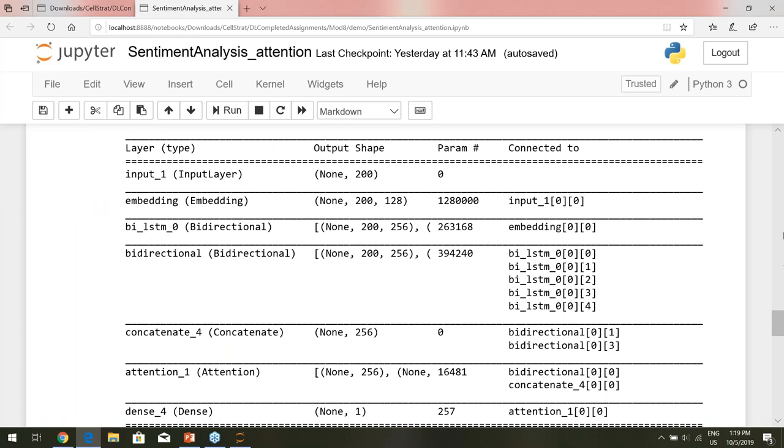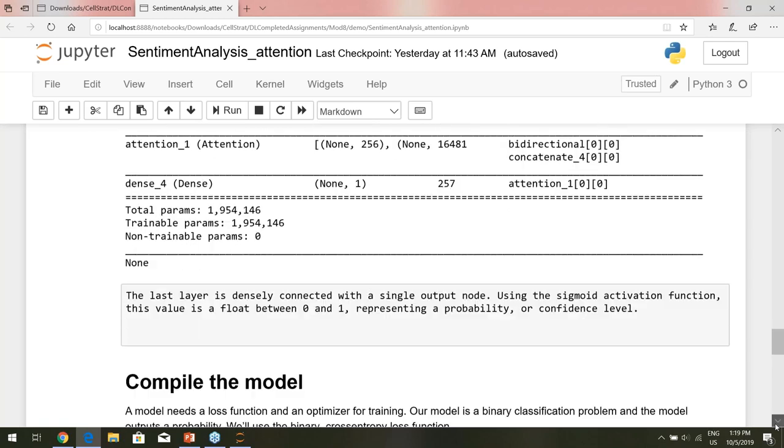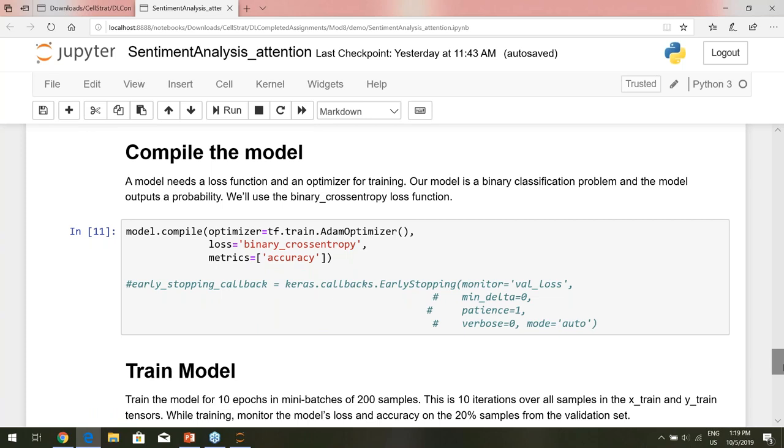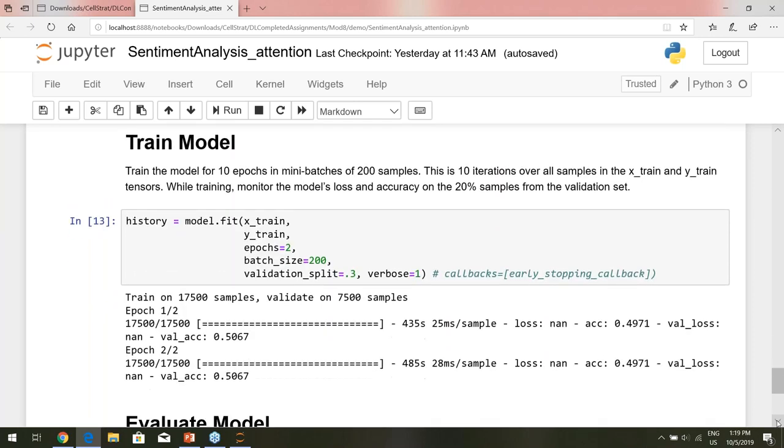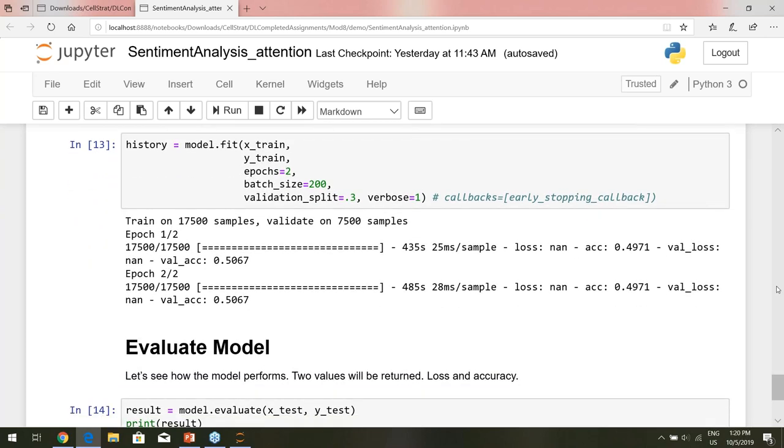This is a summary of the model. With the Adam optimizer, the model is compiled. So the model is fed. Only two epochs are run on this. I just took it as it is. I have not made any modifications for that one. That's giving the accuracy.